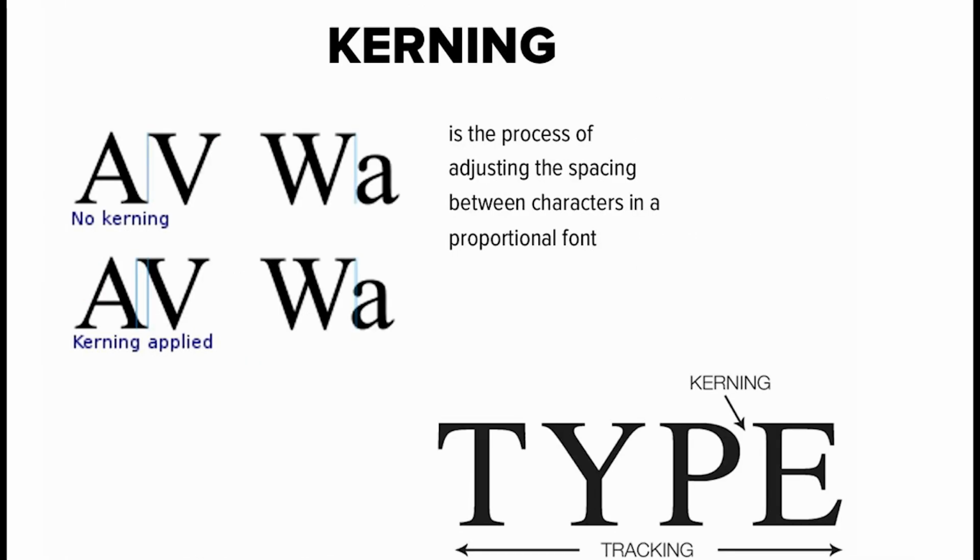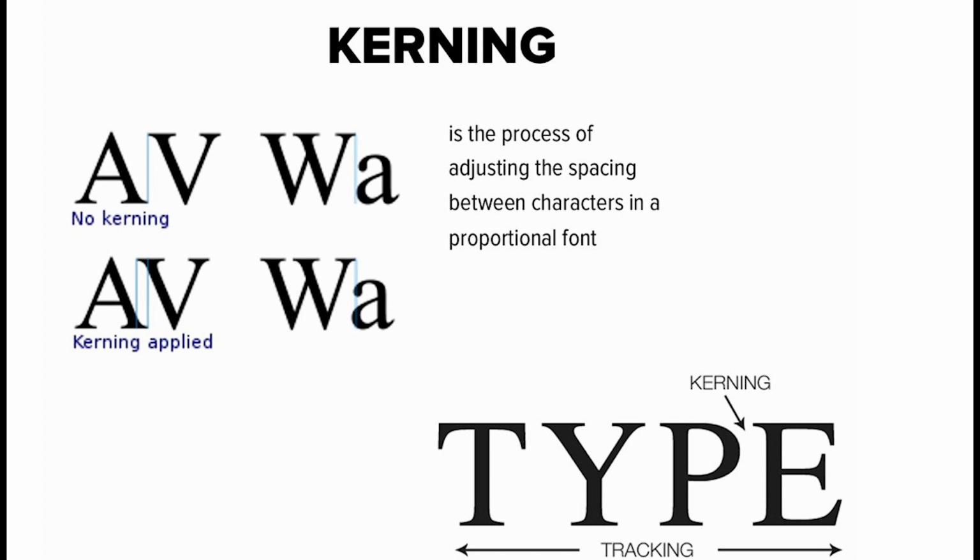Kerning is the process of adjusting the spacing between characters in a proportional form. In the first example, there is no kerning on A and V, and in the second example, kerning is applied to A and V as well. Kerning means the spacing from one character to another character.